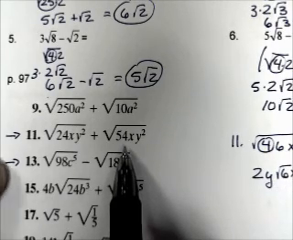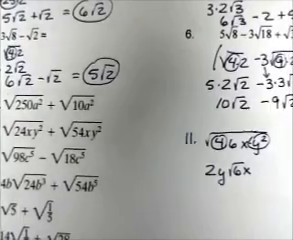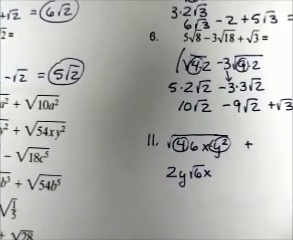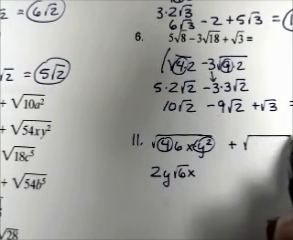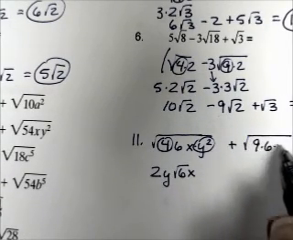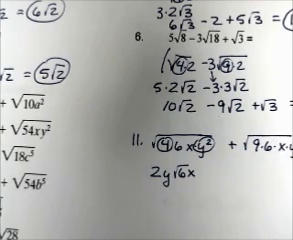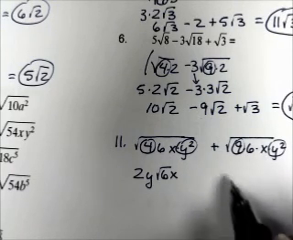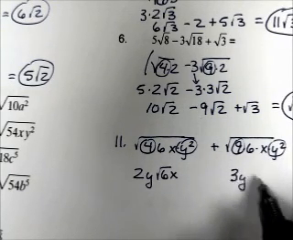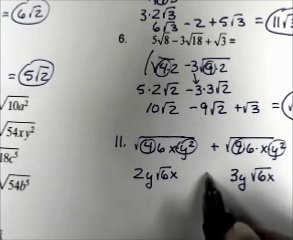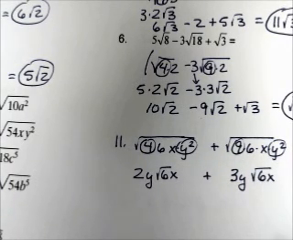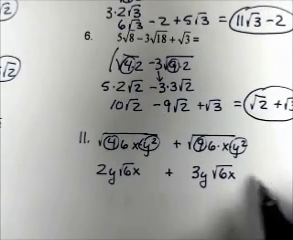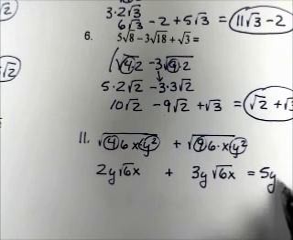Then take the square root of 54xy squared. 54, 9 times 6, times x times y squared. Circling our perfect squares, out come their square roots. 3y, square root of 6x remains. Okay, so now we have like radicals. So 2y square root of 6x plus 3y square root of 6x is going to equal 5y square root of 6x.